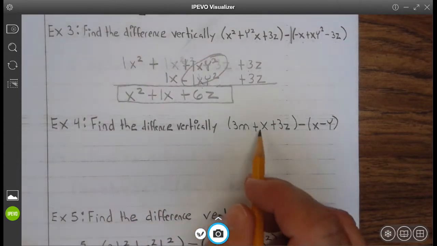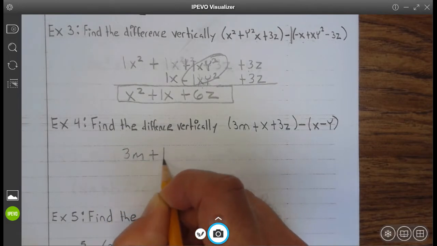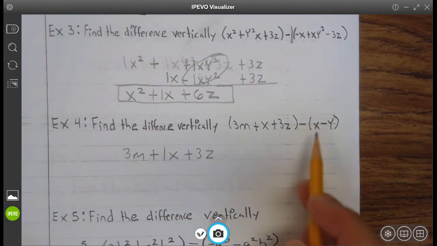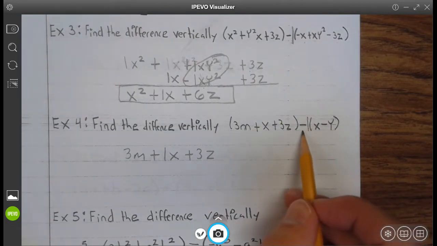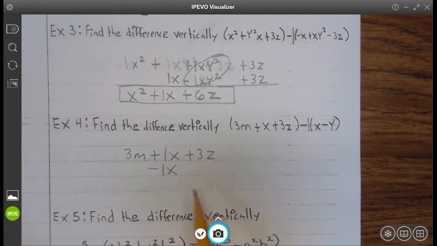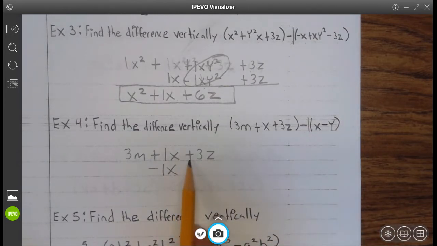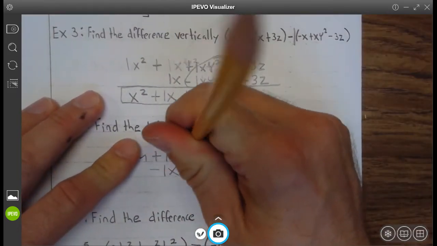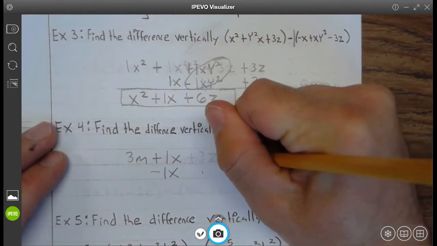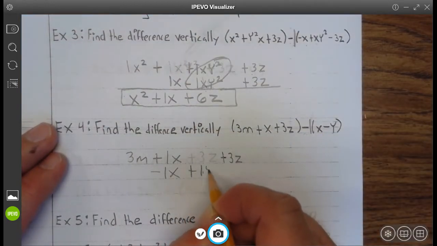So we have 3m plus 1x plus 3z. Now, we're distributing by negative 1, so negative 1 times x is a negative 1x. Notice I put that in the x column. Negative 1 times y is a positive y. Now, we need to leave space for that, so we need to move over the 3z. So negative 1 times the negative y is a plus 1y.